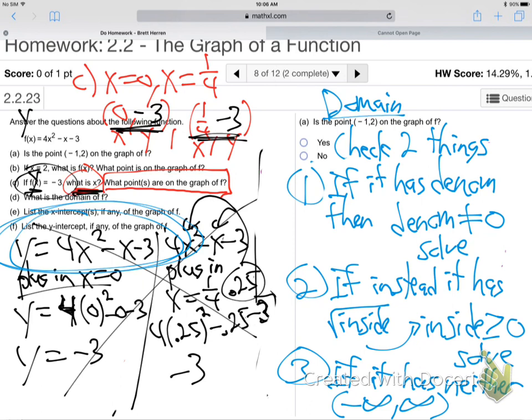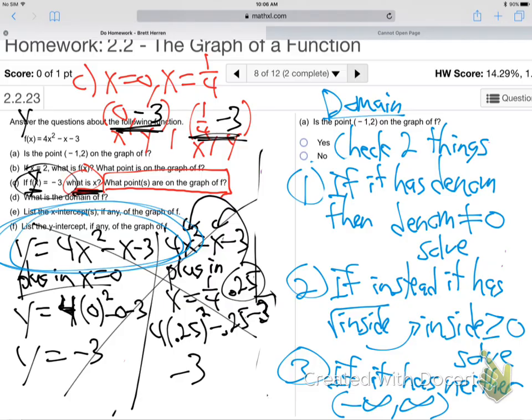So that's what we're doing with domain. We're trying to limit it. We're saying what are you not permitted to plug into this thing? Well, denominators. Anything that would make a denominator 0 is not allowed. Anything that would be negative in a root is not allowed. Otherwise, anything goes.